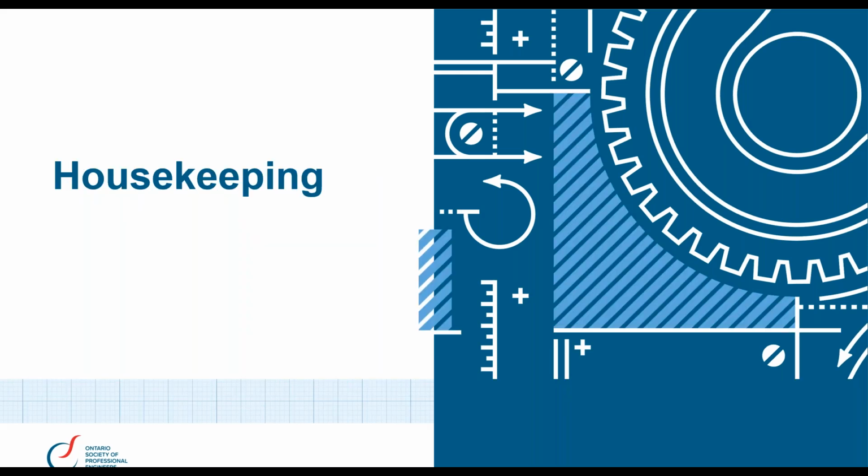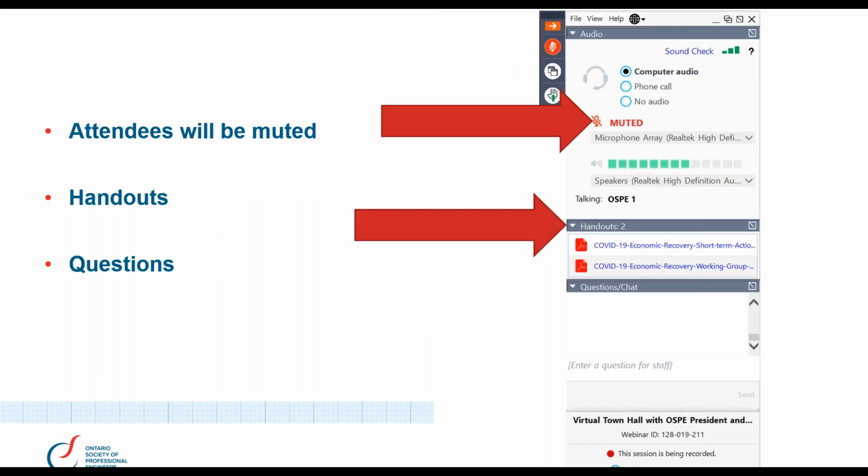Before we begin, I would like to take this opportunity to cover a few housekeeping items. All attendees will remain muted for the duration of the session. Everyone should have received a copy of the AGM package, which was sent out via email. It can also be found in the handout section on your toolbar, as well as on the OSPE website on the AGM and elections page. The floor will be open to questions prior to the vote on each motion and during the member question period towards the end of the meeting.